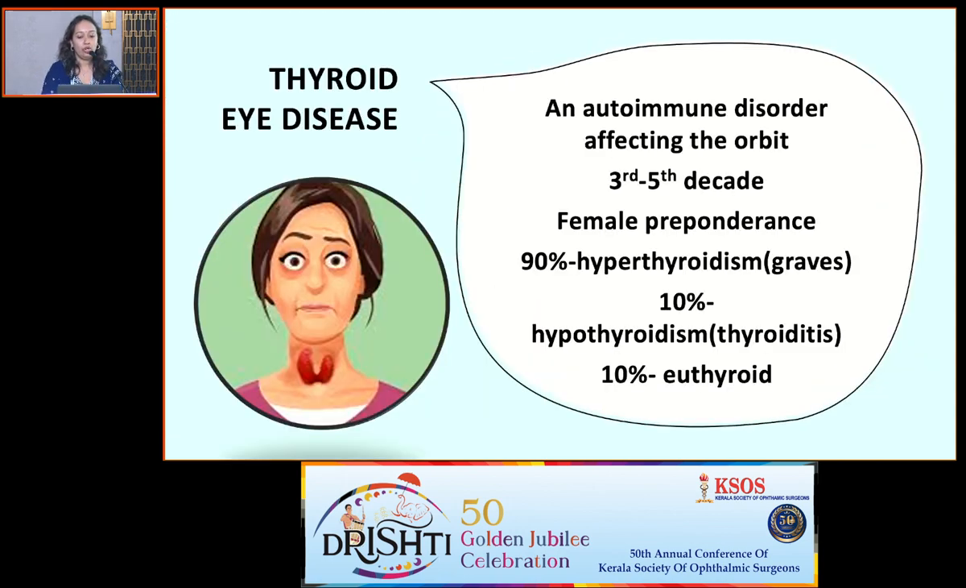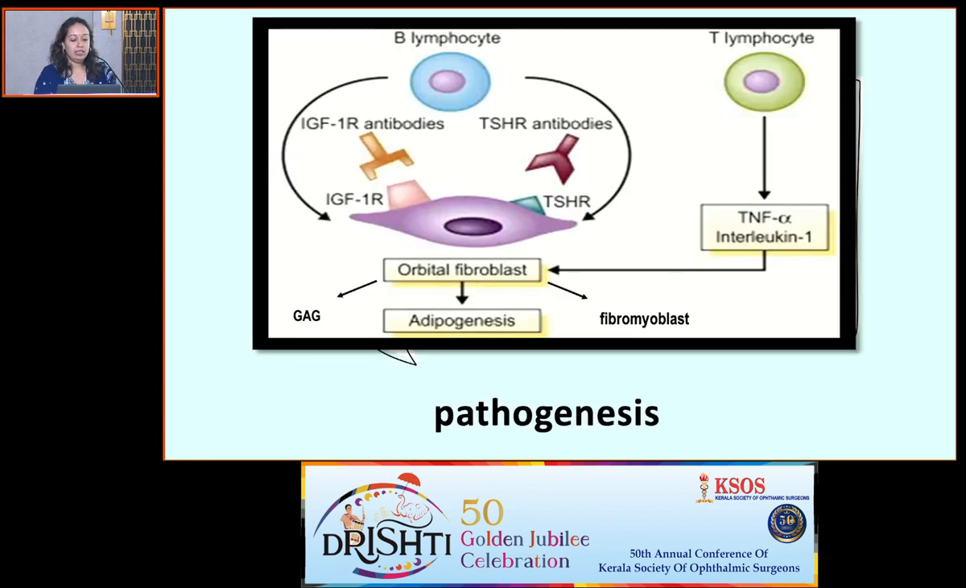So thyroid eye disease is an autoimmune disorder affecting the orbit in the third and fifth decade of life with female preponderance, and 90% of patients are hyperthyroid. And this is the pathogenesis. The orbital fibroblast is the effector cell where it has insulin growth factor receptors and thyroid stimulating hormone receptor, where the corresponding antibodies will come and attack, and there will be increased glycosaminoglycan production, adipogenesis, and fibromyoblast proliferation, which leads to all the symptoms and signs of thyroid eye disease.